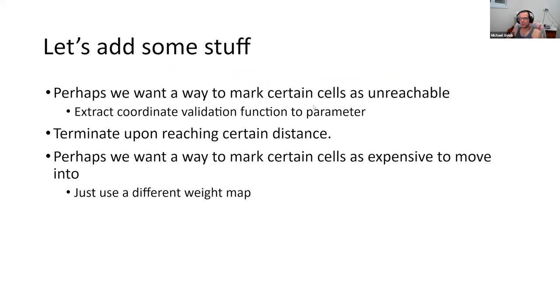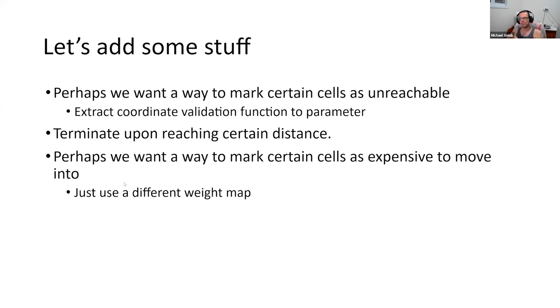For example, we could mark some positions as unreachable. There are friendly pieces that the knight cannot move through. For this, we will extract the method that validates coordinates to an external callable. If we want to terminate upon reaching a certain distance, it will be much more curious.